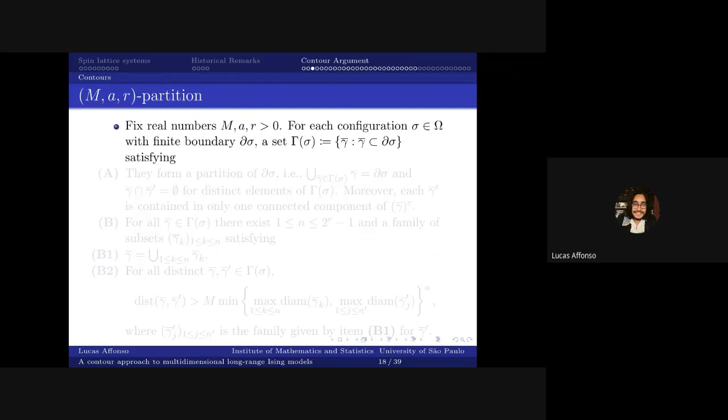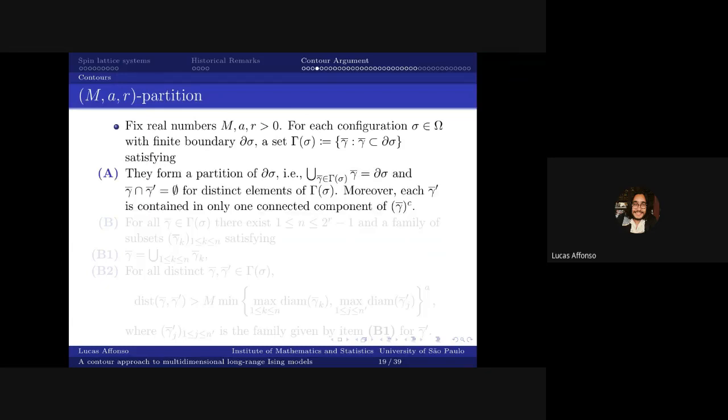So we need to have a way to separate the sets properly in a way that the interaction between these parts are small. So first thing, we fix three positive real numbers, M, R, and A. And for each configuration with a finite boundary set, we call this set gamma. An MRA partition satisfies the following conditions. The first thing is that they must form a partition of the boundary, and they should satisfy this geometrical condition that each gamma prime should be contained in only one connected component of the complementary set of each other gamma. So what does this mean, right?